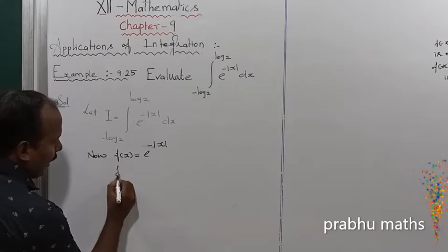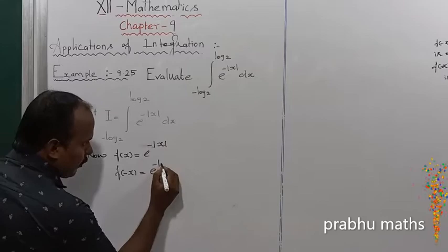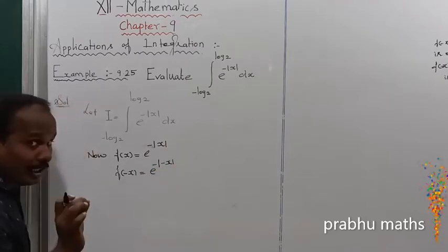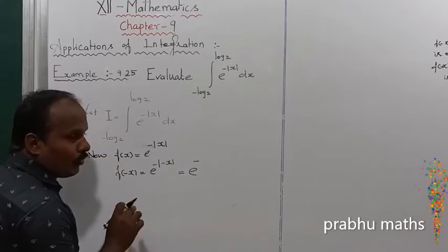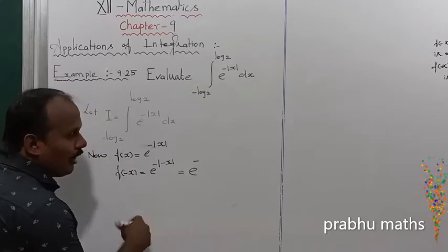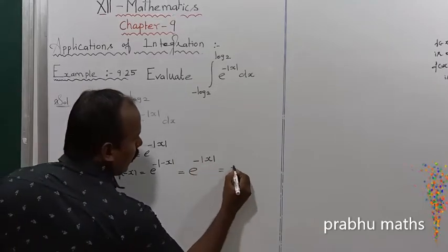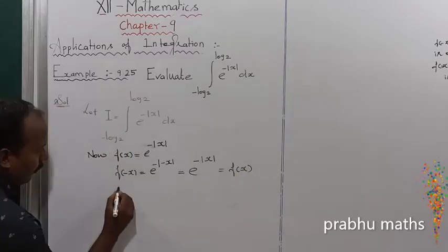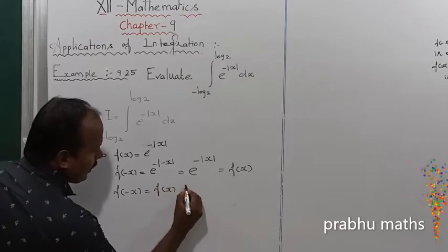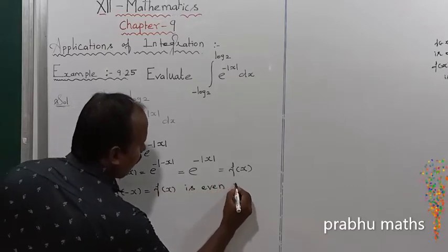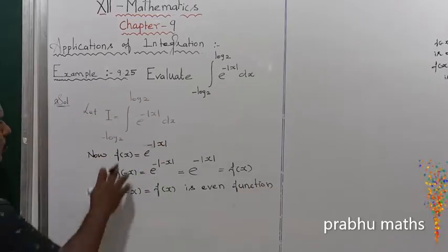So first of all, x replaced by minus x, that is equal to e power minus modulus of minus x. The negative value becomes positive, so modulus of minus x is x only. So e power minus modulus of x, that is equal to f of x. So the formula f of minus x is equal to plus f of x means it is an even function. It is clear for the concept. It is an even function. So now going to the given sum.